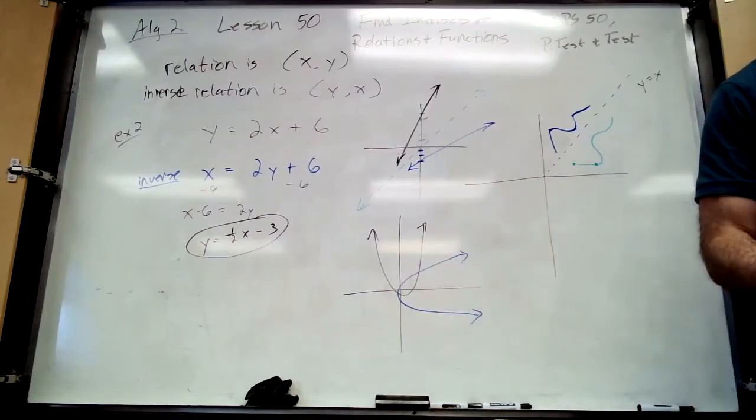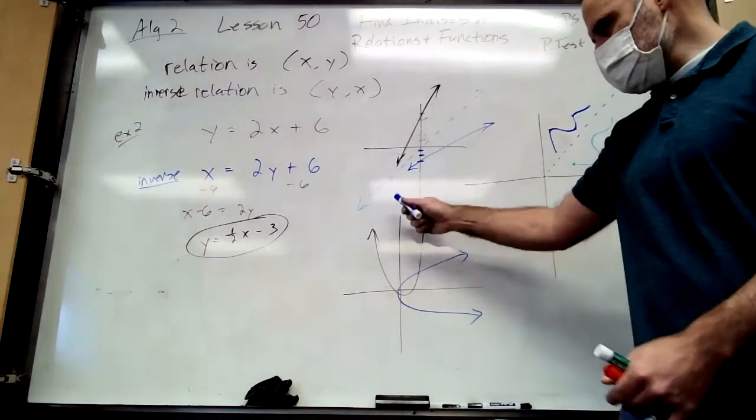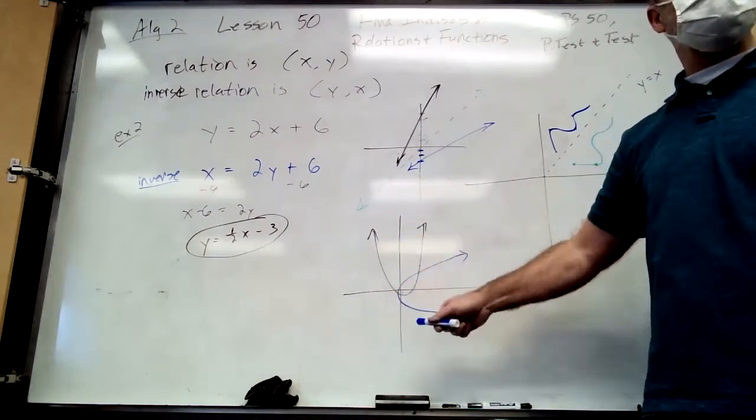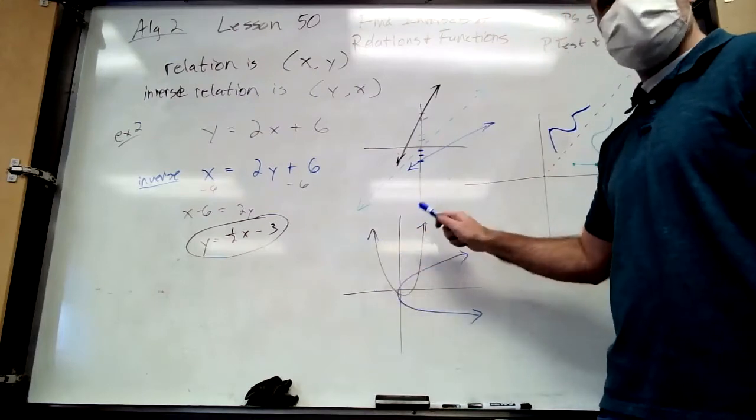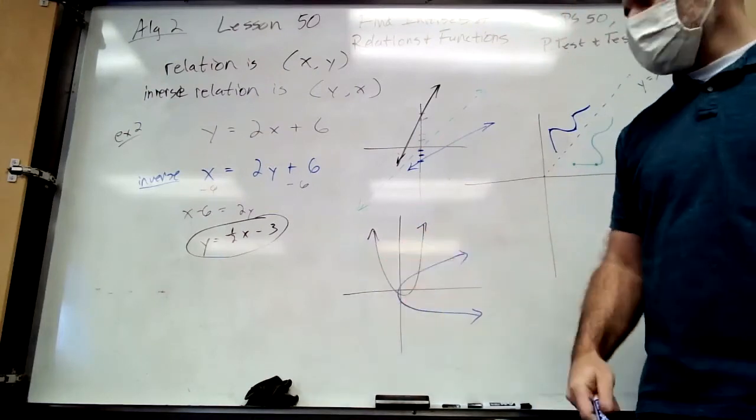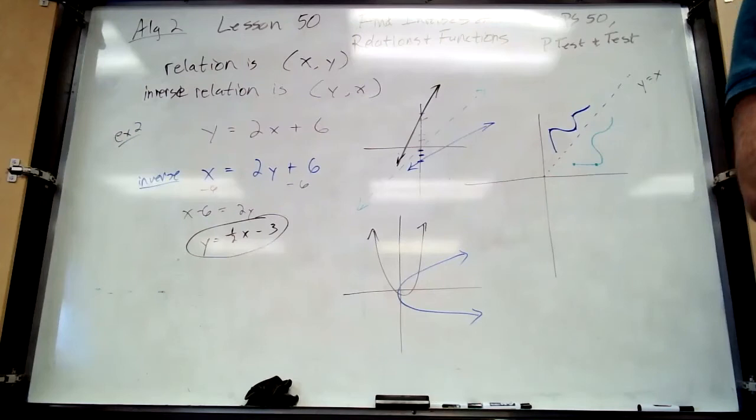So I could do the horizontal line test. Well, this is a function because the vertical line test works. But the horizontal line test does not work because it's hitting both of those. It's hitting two at a time. So the inverse is not a function.